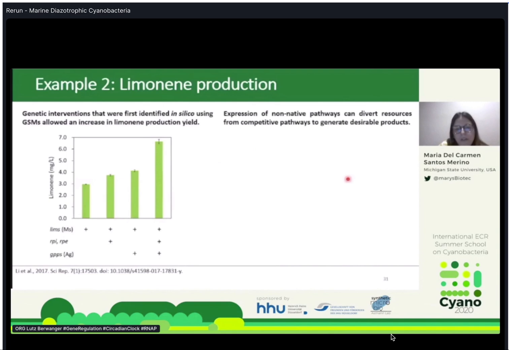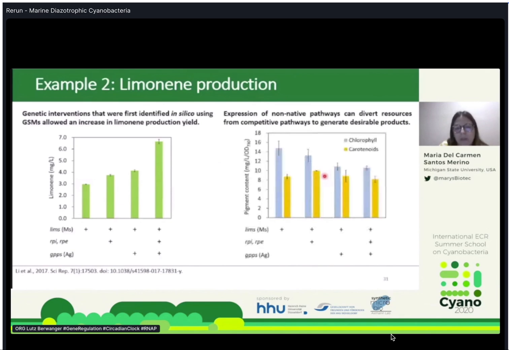Also, as I mentioned before, when we express a non-native pathway, we can divert resources from competitive pathways to generate the specific compound. In this case, they didn't observe any changes in carotenoids, but when they combined these modifications in the strain, they observed a decrease in the chlorophyll content. In fact, the pathway to produce chlorophyll competes with the synthesis of limonene.